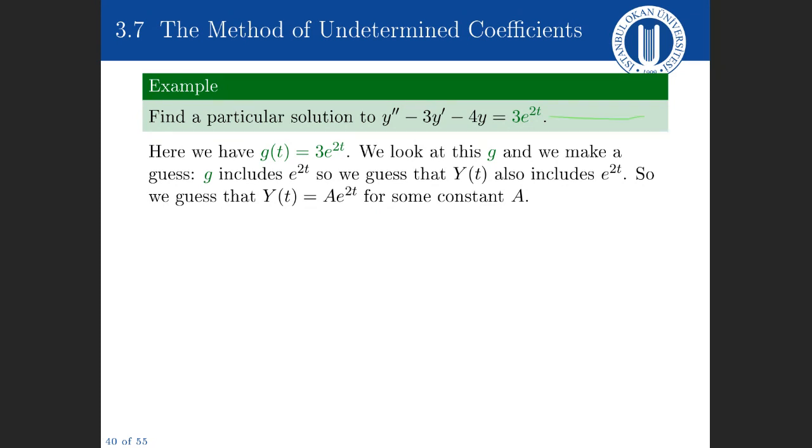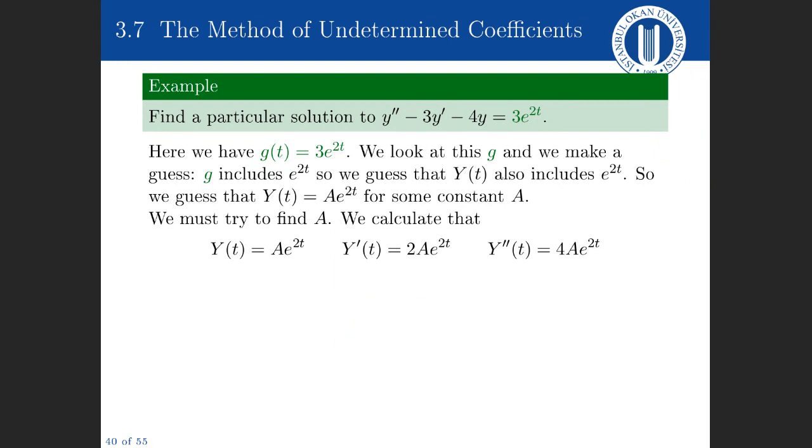Let me repeat that idea. We look at g(t), here that's 3e to the power 2t, and then we make a guess. And we make a guess which is of the same form. Our function is a number multiplied by e to the power 2t, so our guess is also going to be a number multiplied by e to the power 2t. And then we need to find the constant A. We differentiate 2 times, and then we're going to substitute into the equation.